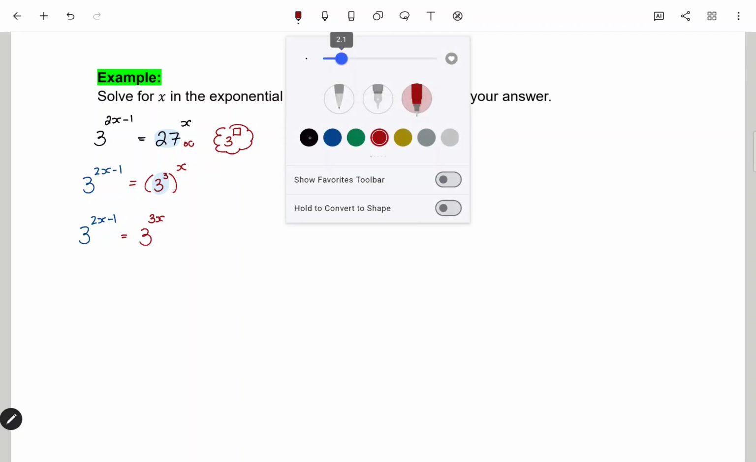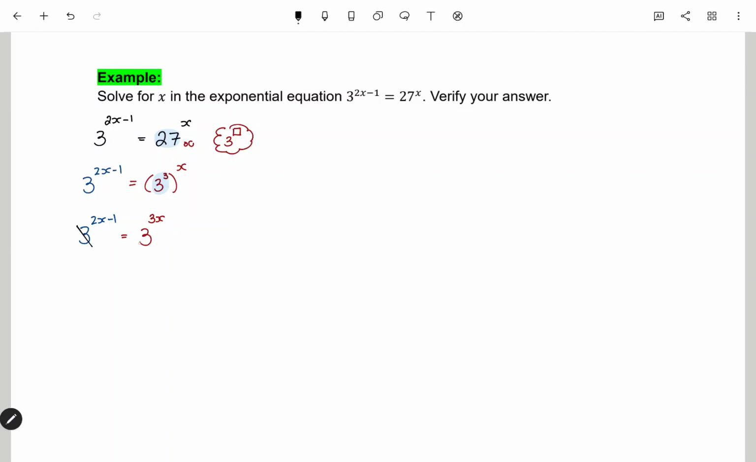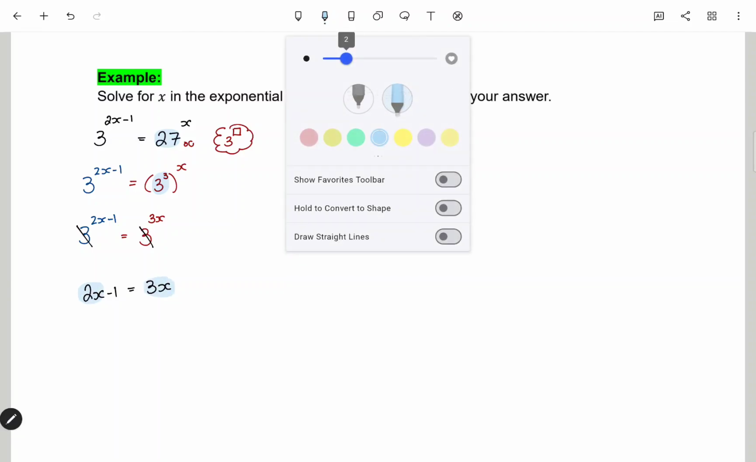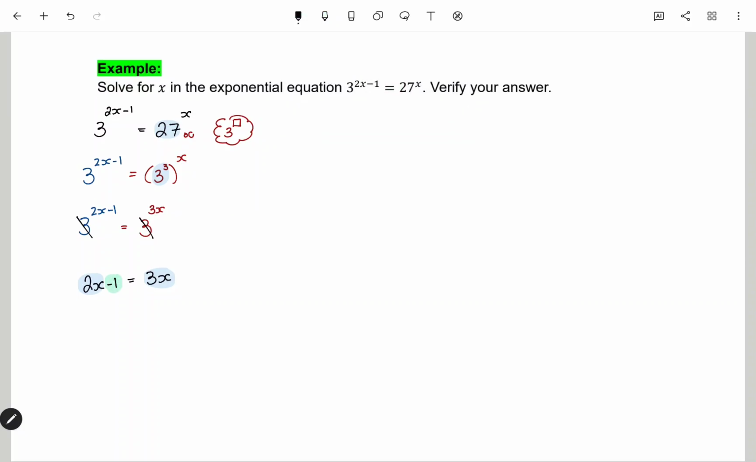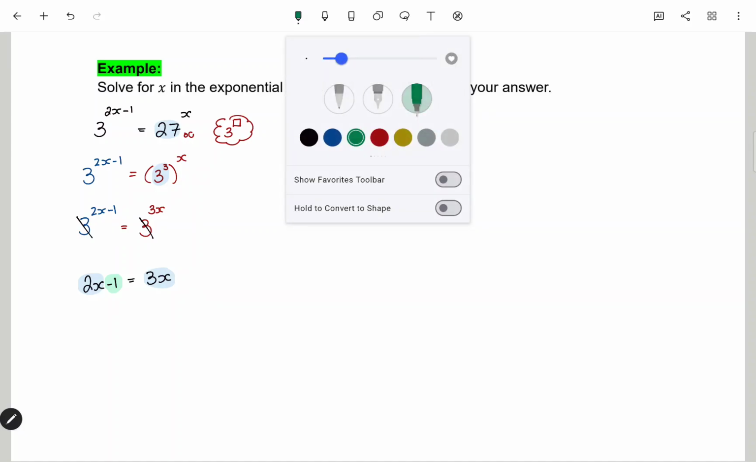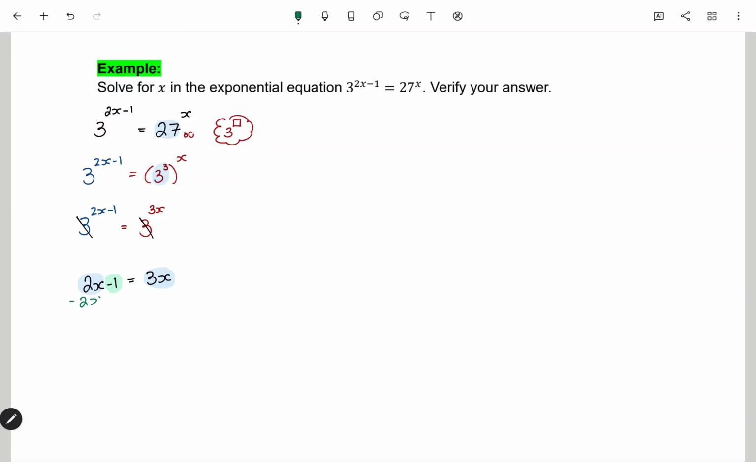Okay. Bases are the same. So we are going to ignore our bases and just set our exponents equal to each other. So when I have x's on both sides, an x on this side and an x on this side, what we want to do is move anything with an x to one side and anything without an x to the other side. So if I want to move this whole 2x, we can only move an x with us if we add or subtract. So because this is positive, we're going to subtract 2x from both sides.